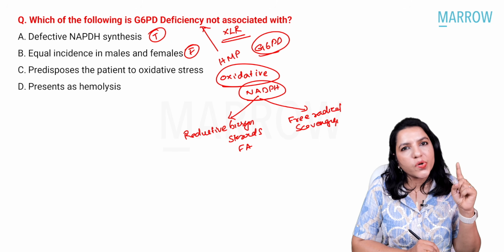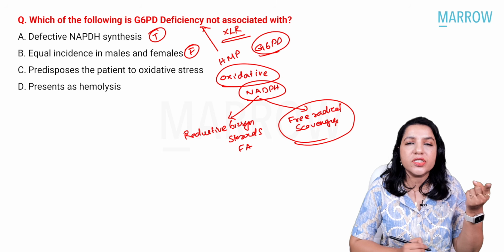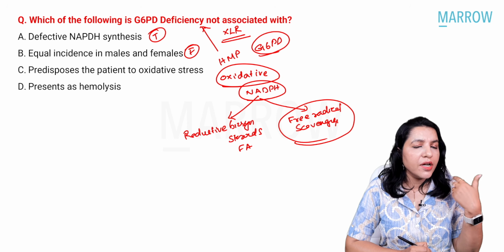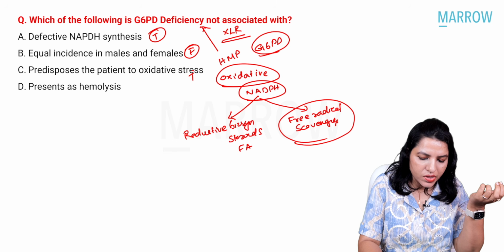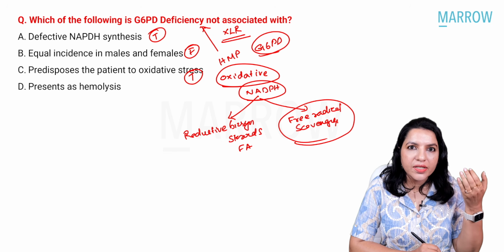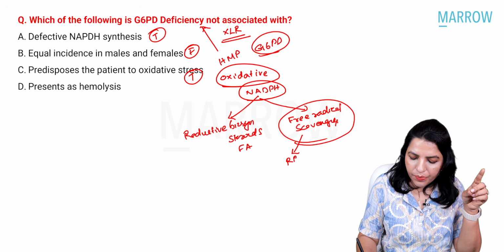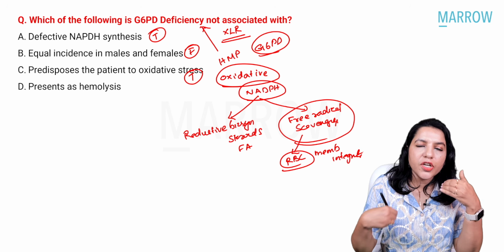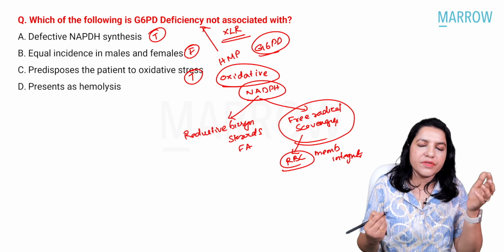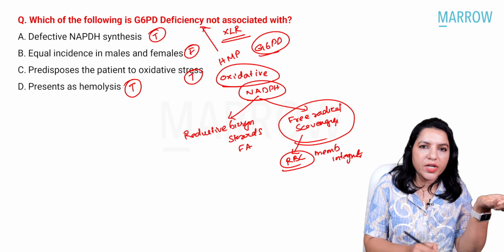Predisposes the patient to oxidative stress. Definitely. Why? Because free radical scavenging is a function of NADPH, which means definitely the patient is exposed to oxidative stress. That is correct. So it is a true statement. Present as hemolysis. It presents as hemolysis. Why? This free radical scavenging is very important in maintaining the RBC membrane integrity. So, if there is a deficiency of free radical scavenging, RBC membrane integrity is affected, so it causes hemolysis.